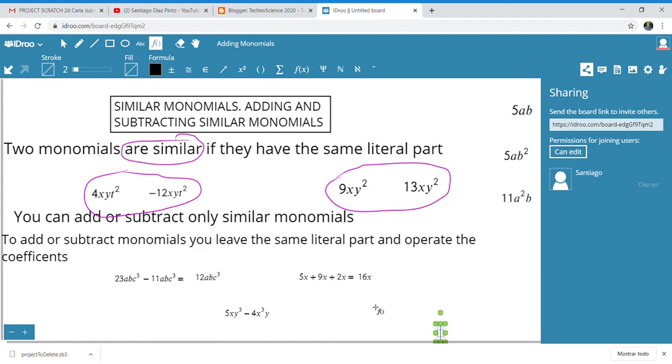So I think now you are ready to do the exercises about additions and subtractions of monomials. Hope you can. See you.